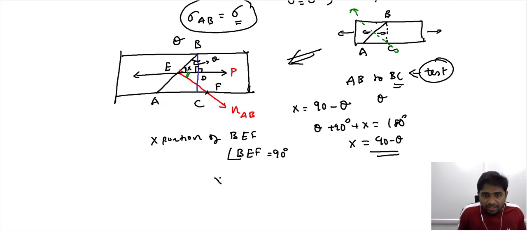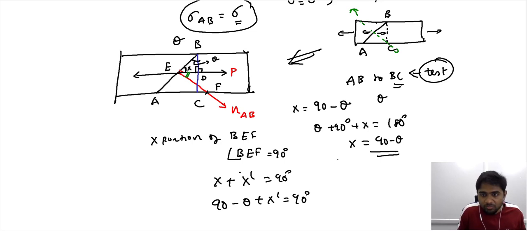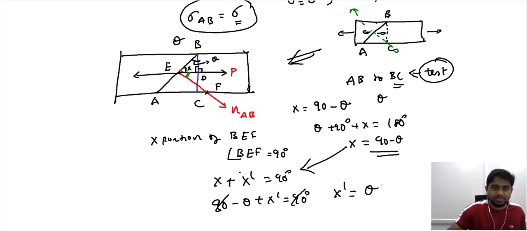So x plus the angle that we are interested in, the one that we have highlighted here, let us call that x prime, is 90 degrees. So x plus x prime is 90 degrees. So 90 minus theta plus x prime is 90 degrees. We have substituted this relation here, and now this gets cancelled, and ultimately the x prime, the one that is in green, is nothing but theta. So this angle here is theta.